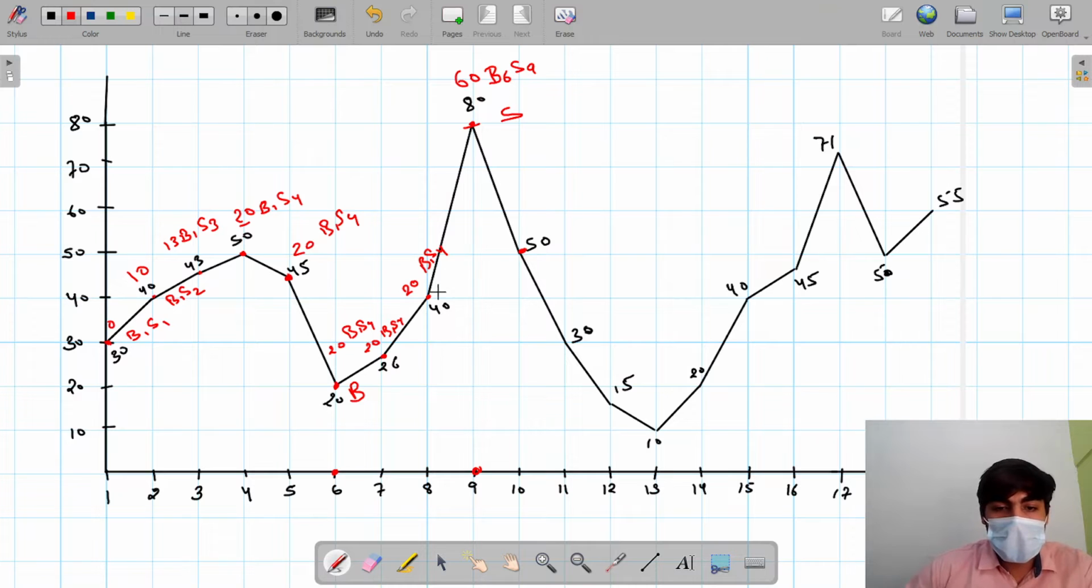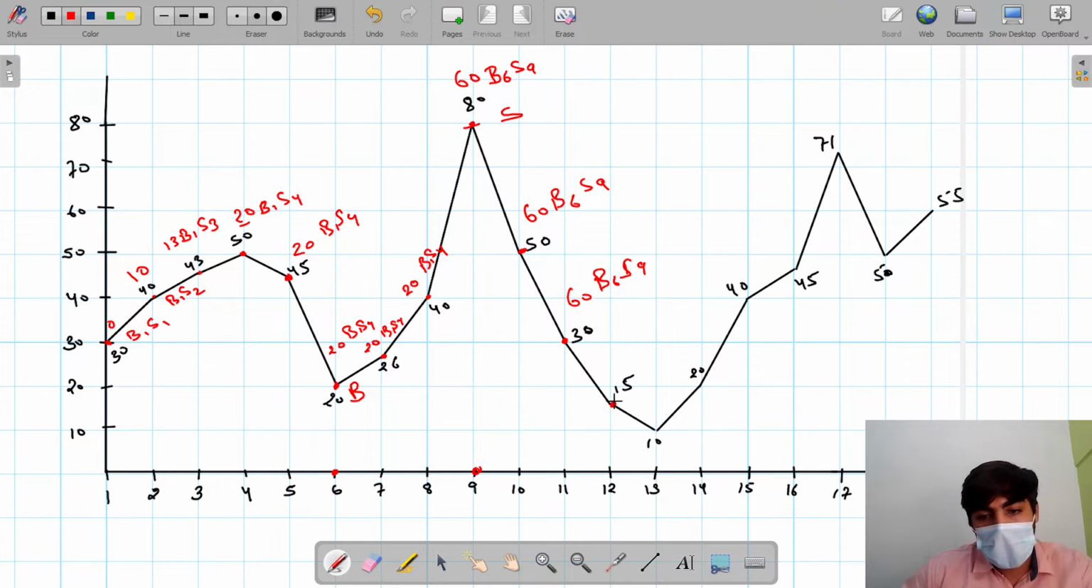For this one, buying day is 20, selling day is 50, then we get a profit of 30, which is less than 60. So we are putting 60 here. Buying at 6, selling at 9. For this one, buying at 20, selling at 30, getting 10 rupees profit, less than 60, putting 60 here. Okay, now come to this one.